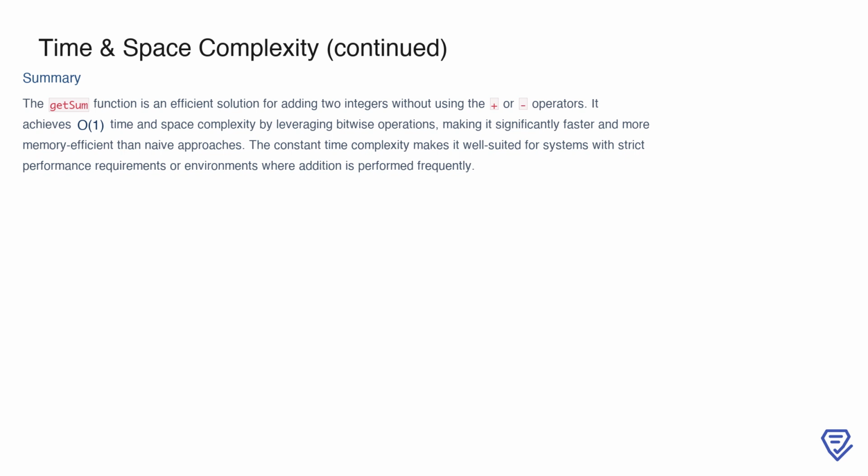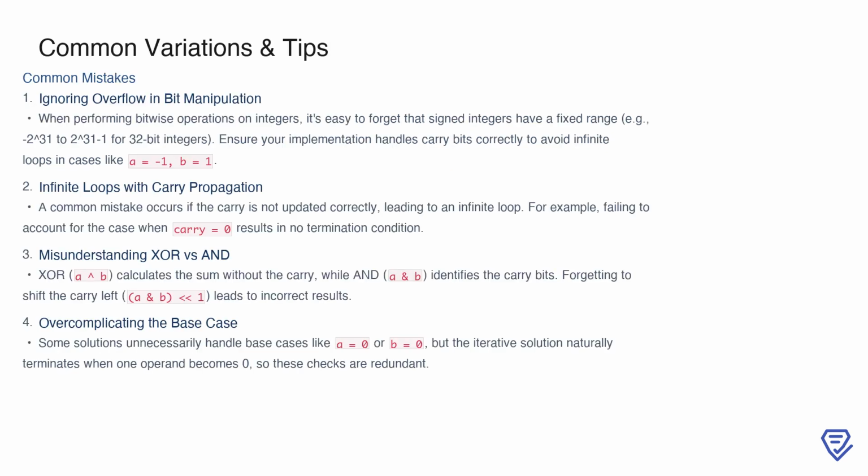This approach not only minimizes computational overhead but also avoids the need for additional memory structures, making it highly space efficient. These properties make the function particularly well-suited for systems with strict performance requirements or scenarios where addition operations are performed frequently. By leveraging these optimizations, the getSum function represents a significant improvement over naive methods, both in terms of time and space efficiency.